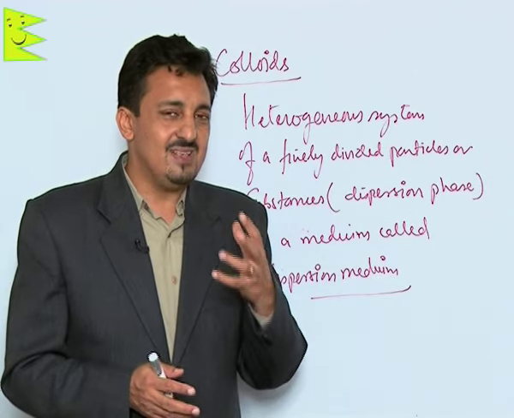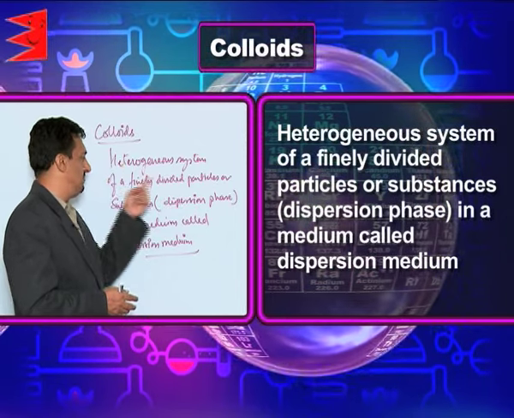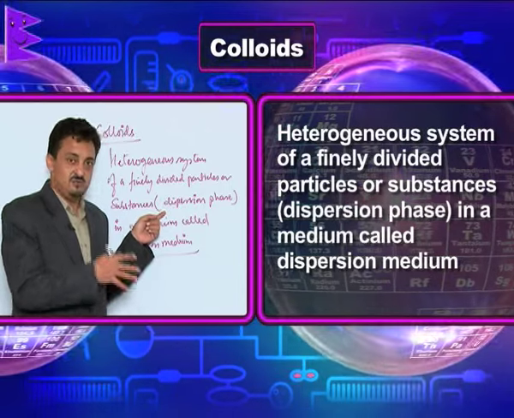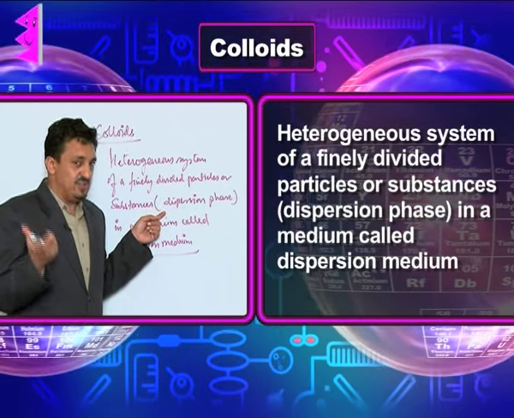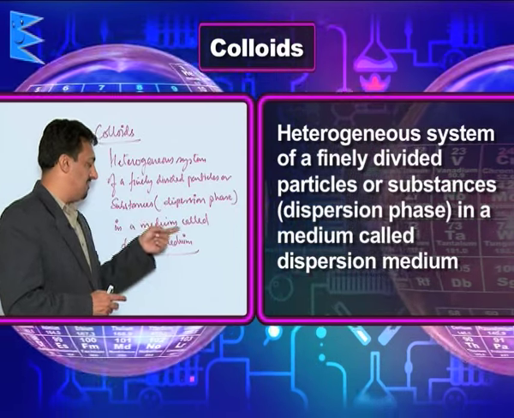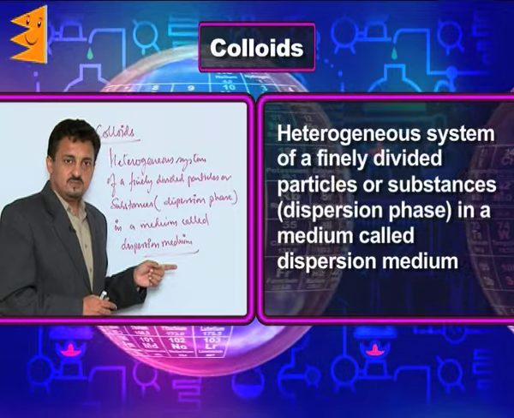So what exactly is a colloid? Remember, a colloid is a heterogeneous system of finely divided particles or substances which are called the dispersion phase. We call them the dispersion phase because they remain dispersed in a medium of another substance which is called the dispersion medium. So this is how it has two components.